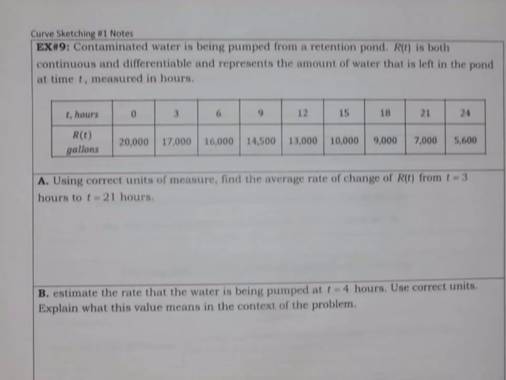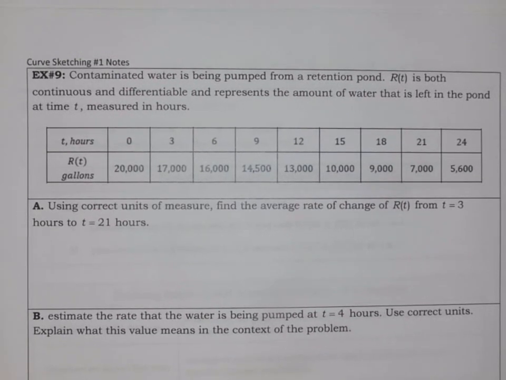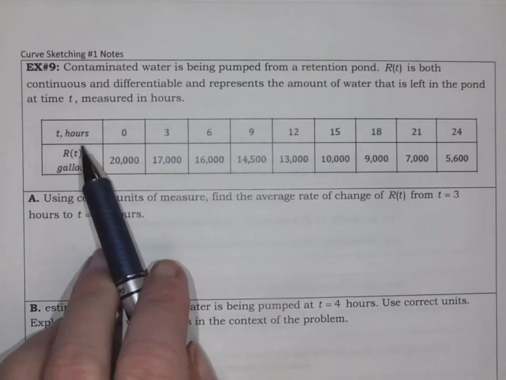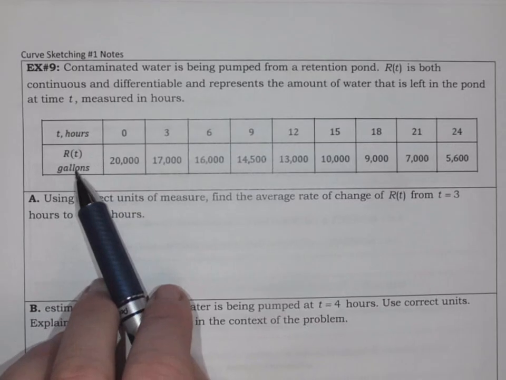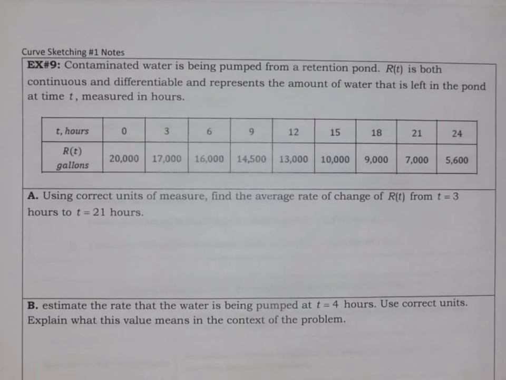Okay, so contaminated water is being pumped from a retention pond. R of t is both continuous and differentiable, and represents the amount of water that is left in the pond at time t, measured in hours. So we've got gallons and we've got hours. All right, so using correct units of measure, find the average rate of change of R of t from t equals 3 to t equals 21 hours.